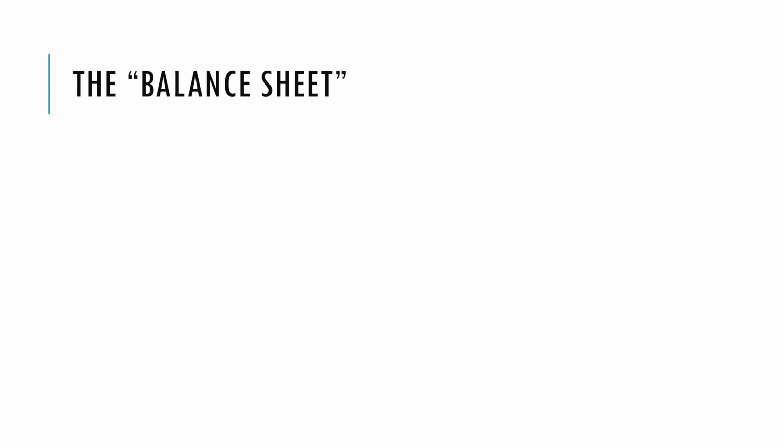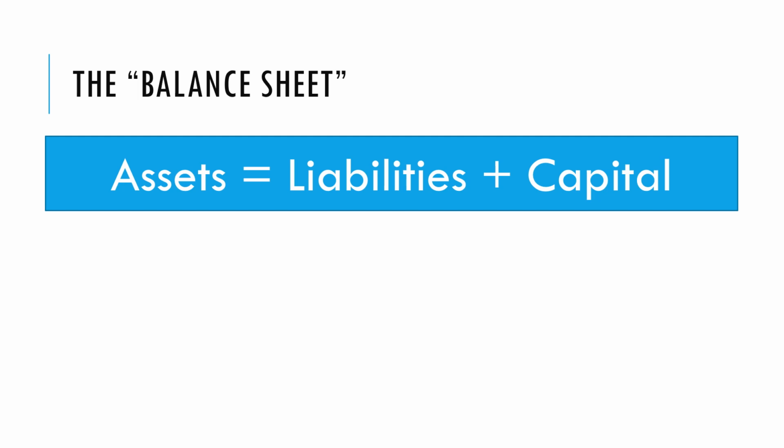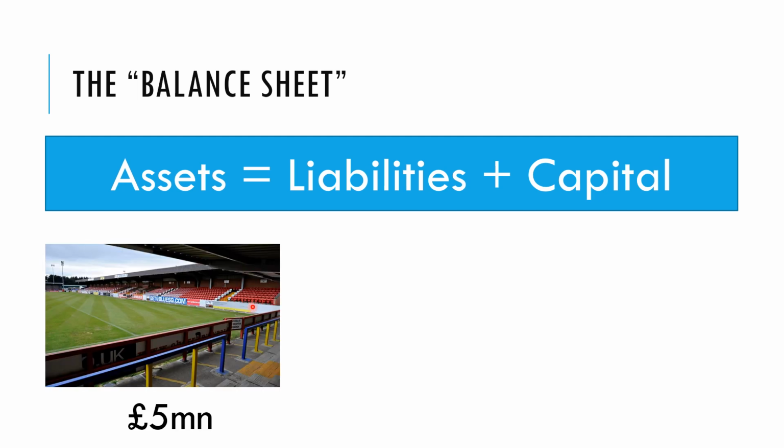Why does the balance sheet balance? Well, the assets of a business are always going to be equal to the liabilities, the money owed, and what the shareholders have put in, the capital. Let's look at a quick example to illustrate this. Imagine the business has one asset, a football ground, for example, very fine football ground there, and it's worth £5 million. Now, where has this money come from?